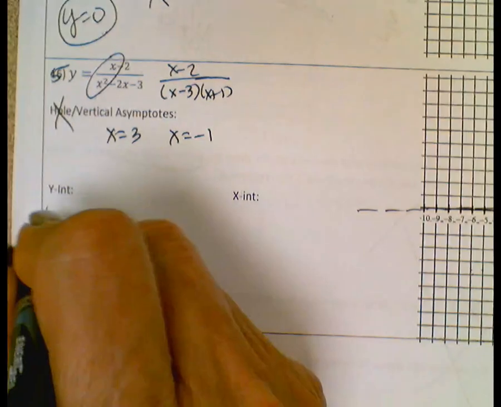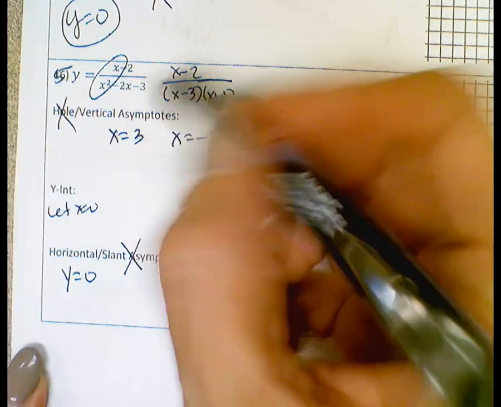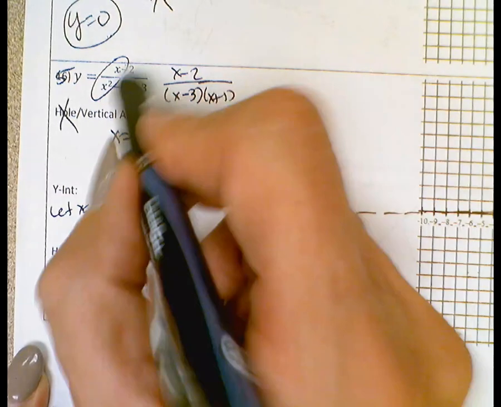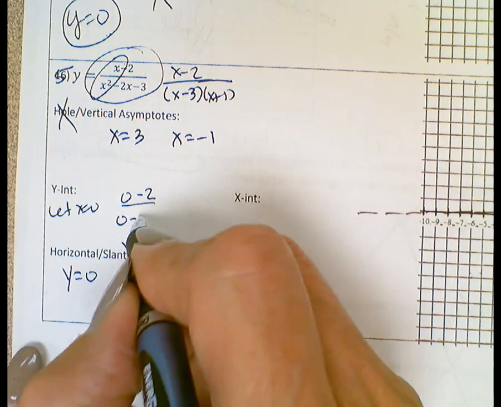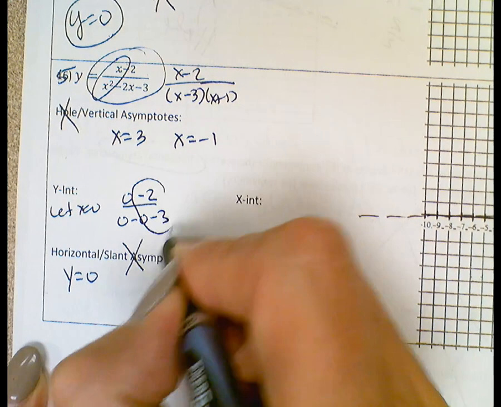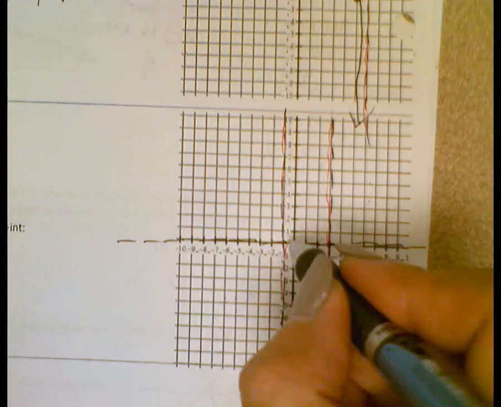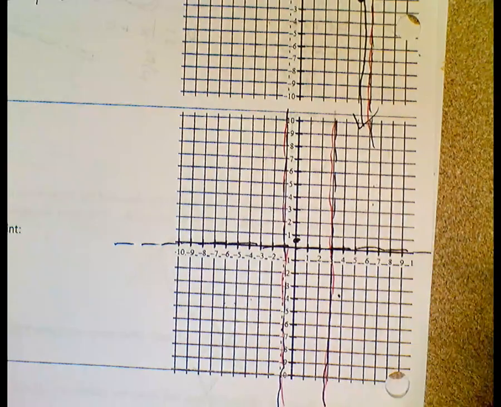Y-intercept, let x equal 0. You can do it from the original problem or the new problem. I like the original problem, to tell you the truth. So 0 minus 2 over 0 minus 3. Basically the y-intercept is 2/3. So 2/3 is about right here. That's your y-intercept.